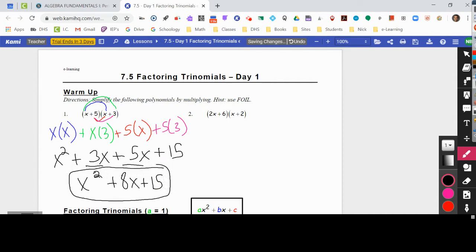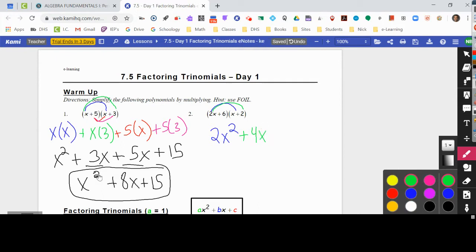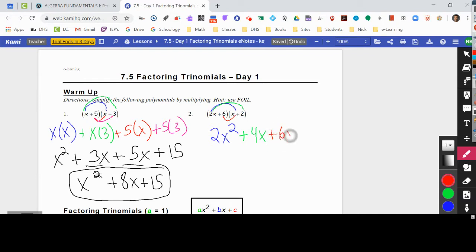All right, and we're going to do the same thing on number 2 here, right? Our first terms are going to be 2x times x, right? And I'm going to do this a little quicker this time, right? 2x times x gives us 2x to the second power. Then you should have gotten 2x times 2, which gives us 4x. And then we should have multiplied our inside terms, or 6 times x gives us 6x. And then we multiply those last terms, right? 6 times 2 gives us 12.